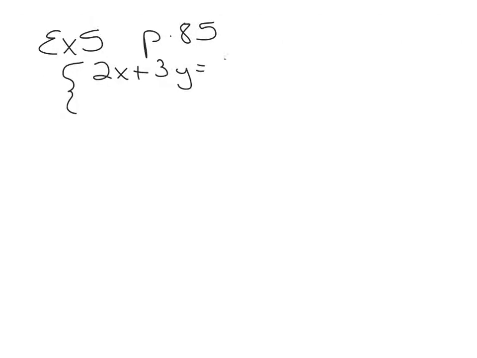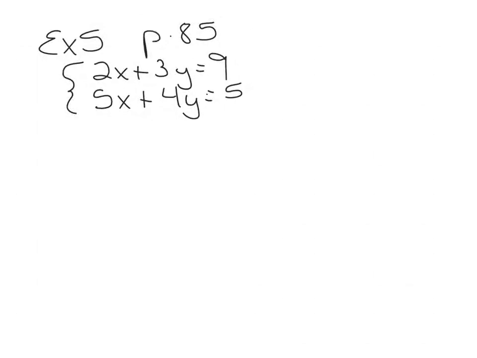All right, example 5 is on page 85. Solve using substitution. 2x plus 3y equals 9. 5x plus 4y equals 5. When you're using substitution, you have to isolate one of the variables. The easiest variable to isolate is the one that has a coefficient of 1. However, none of these variables have a coefficient of 1.